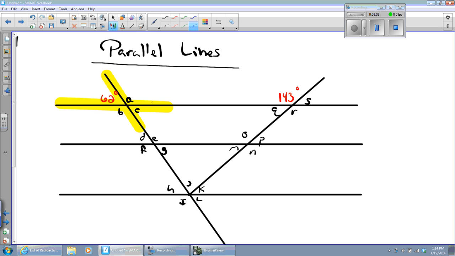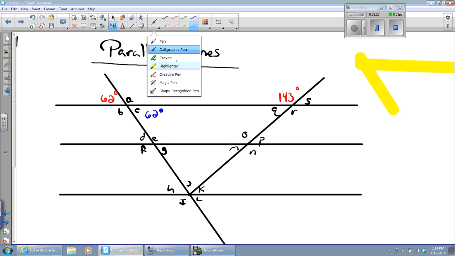to this angle here because they're vertical angles. 62 degrees, vertical angles right there. Okay, now there's lots of other X's on here, but I want to show you some other examples. Let's go ahead and find a pair of alternate exterior angles.